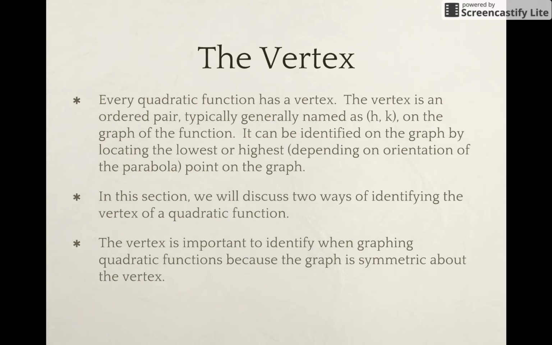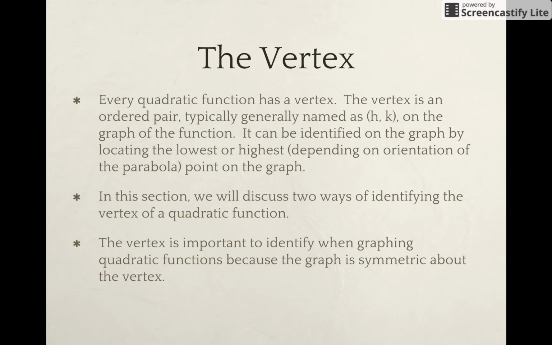Every quadratic function has what's called a vertex. The vertex is an ordered pair, typically named (h, k) when we name it in general. It can be identified on the graph of a quadratic function by locating the lowest or highest point on the graph. And when we say highest or lowest point, we are talking about the y value. In this section, we'll discuss two ways of identifying the vertex of a quadratic function.